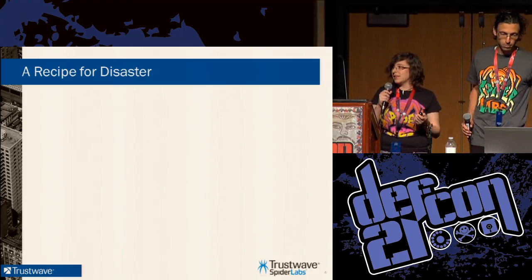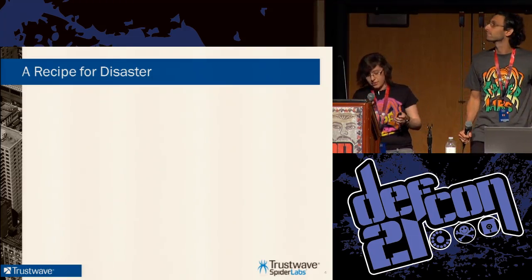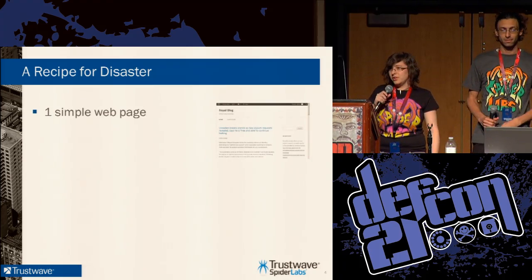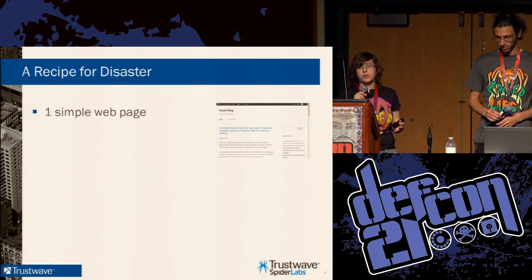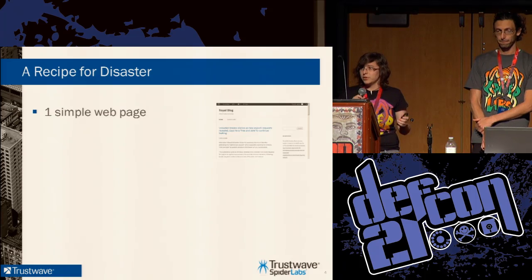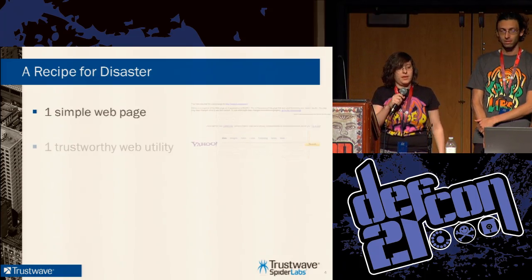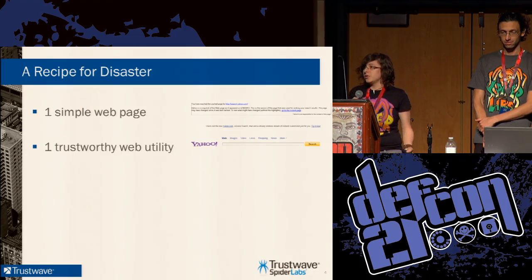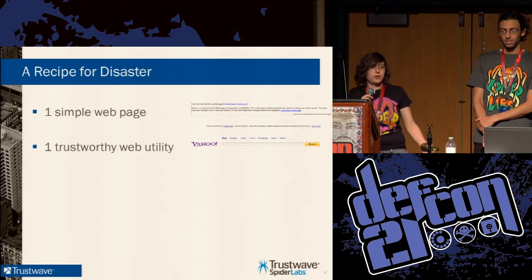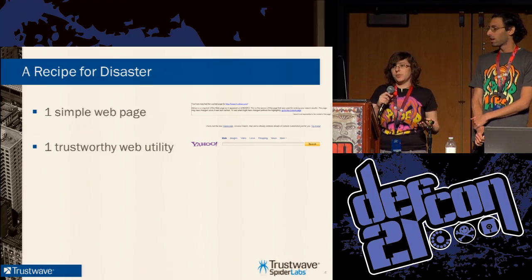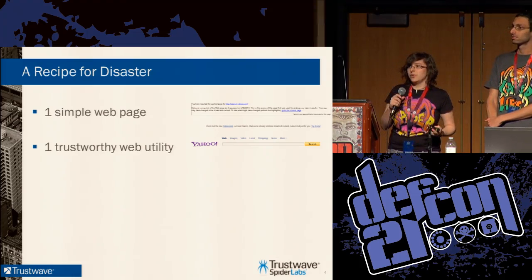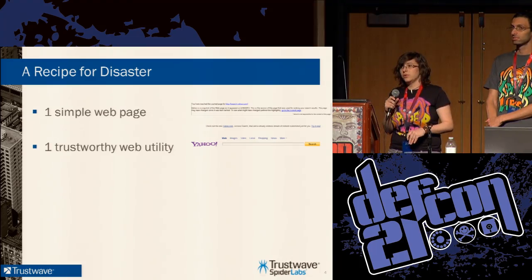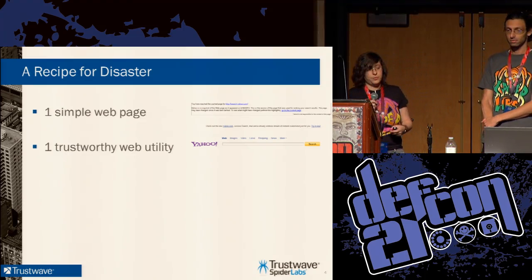And now we're going to take a look at what we need in order to execute such an attack. So the first thing we're going to need is one simple web page. And really any web page will do. We chose to use a WordPress blog to not look too suspicious and drown in internet traffic. And what we're going to need next is a trustworthy web utility. And what I mean by trustworthy web utility is we need some sort of website that people are pretty familiar with, that's sort of trusted. And it needs to have some sort of service that will take content that's provided by the user and manipulate it somehow. And finally, in some way, also return it to users.